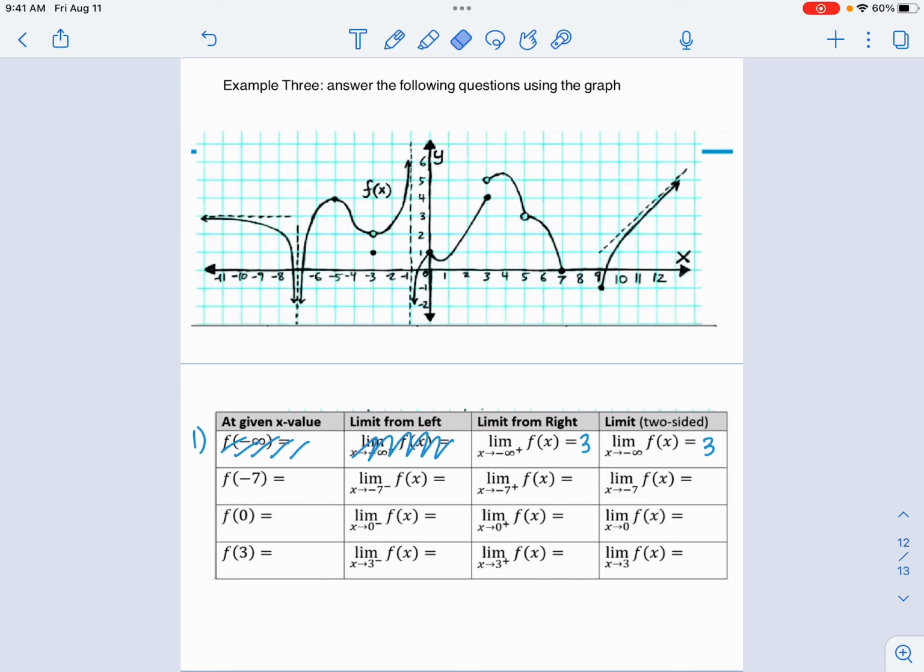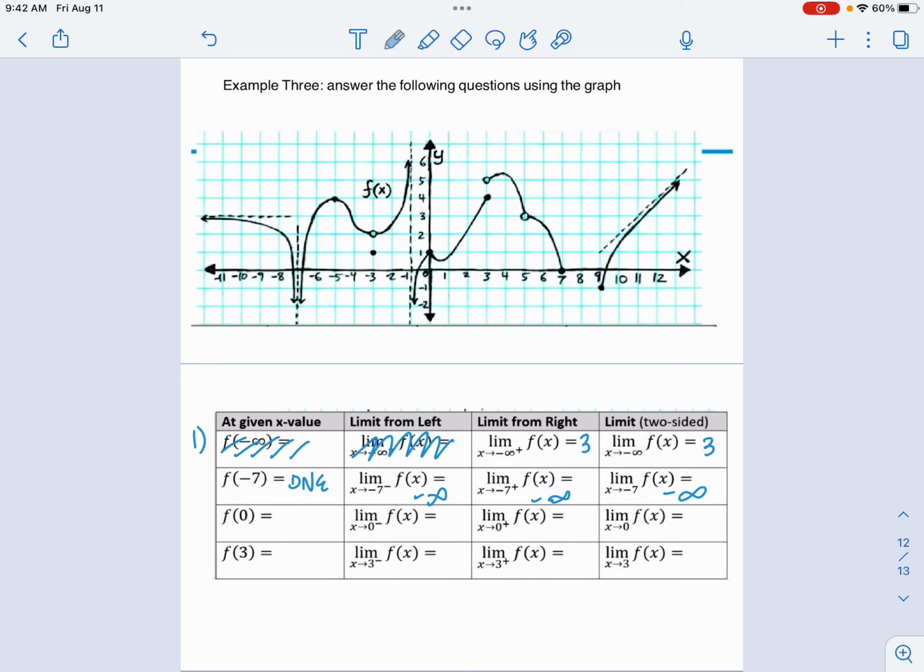And feel free to pause and try these without me. F of negative 7, so this is where negative 7 is right here. As you see, there is no point there. There is a vertical asymptote, so this does not exist. But as you approach from the left, it's going to negative infinity, and the same thing if you're approaching from the right. And so the limit as a whole is negative infinity, because the same thing happens from the left and the right.